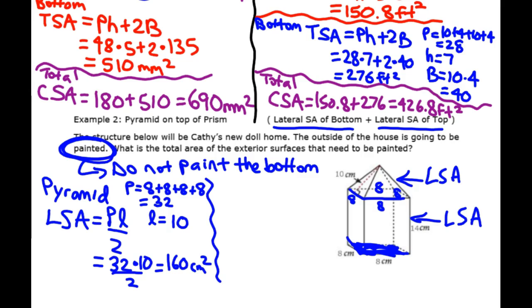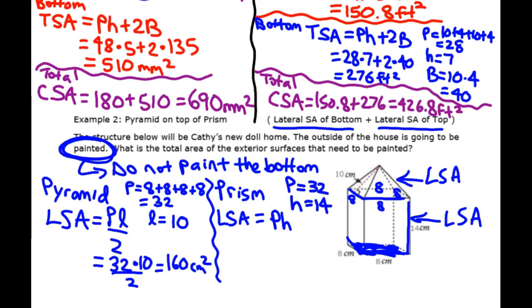Let's do the prism on the bottom. Again, we're doing LSA. So on our formula chart, the lateral surface area of a prism is PH. This time, the bases match, so the P is the same. But what's the height? So the P is still 32. The height is what this time? 14. So you just got to do 32 times 14. What do we get? 448 what? Centimeters squared.